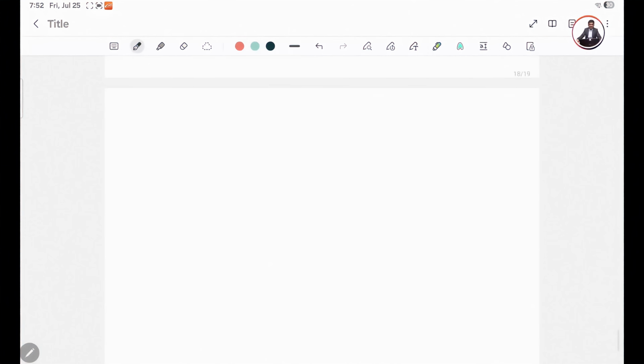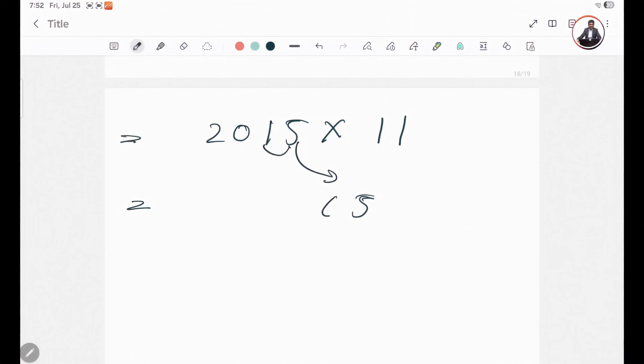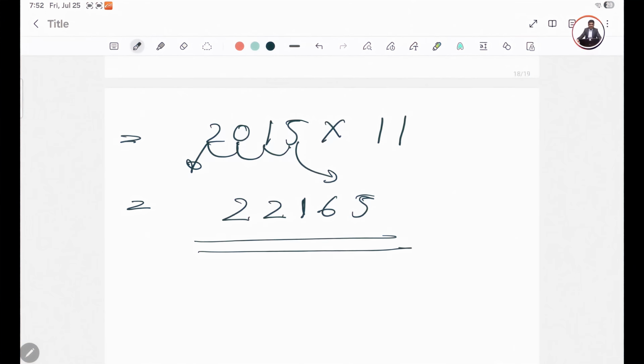Again, 2015 times number 11, keep 5 here, 1 plus 5, 6, 0 plus 1, 1, 2 plus 0, 2, and then keep this 2 here. The answer is this. Right? I hope you understood this.